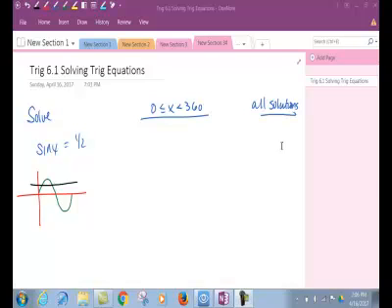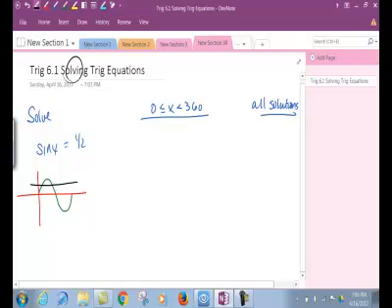I'm back. We're starting Chapter 6. So in Chapter 6, we spend a lot of time solving trig equations. And so we're going to start out right in the beginning with a very, very simple one to solve. And so you're asked to solve sine of x equals 1/2. And so in words, what this is doing is saying, tell me the angles whose sine is 1/2.